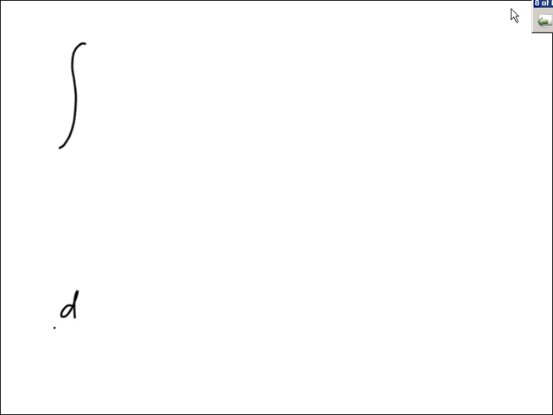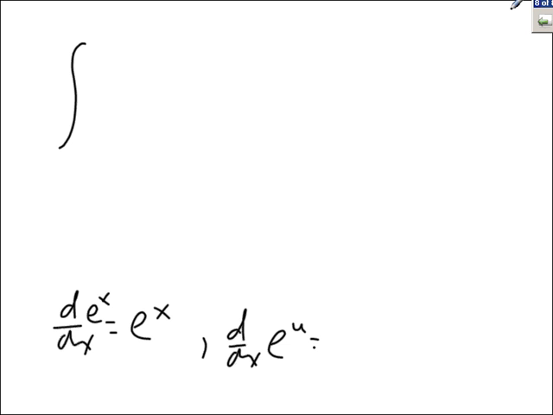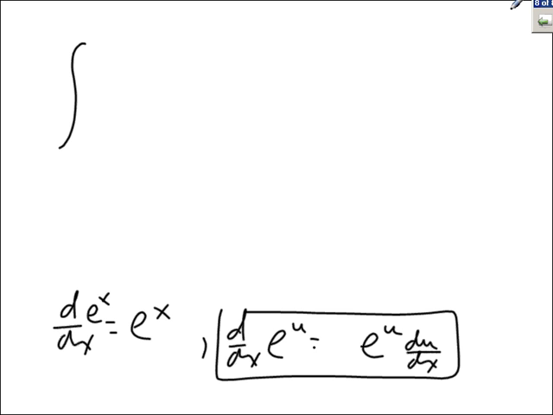Remember, the derivative of e to the x is e to the x. The derivative of e to the u is e to the u times du dx. Now, if you remember that, you're in good shape if you don't remember how to integrate these things.